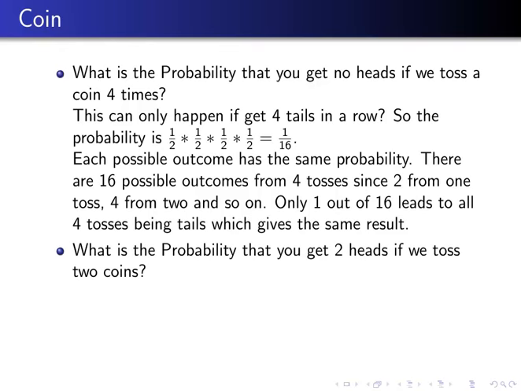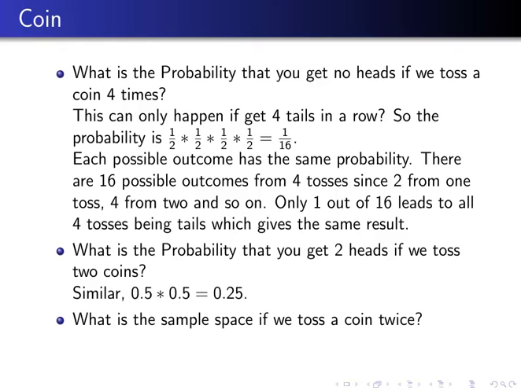What is the probability that you get 2 heads if you toss 2 coins? Similar to what we did already. The probability of 1 heads is a half, getting 2 is a half times a half, or a quarter.